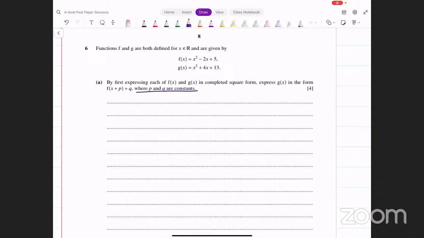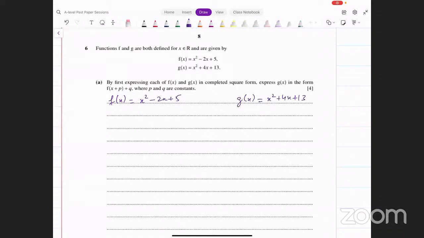अच्छा, उसने कहा है f of x और g of x को सबसे पहले क्या करना है आपने? उनका स्क्वायर कंप्लीट करना है. So you've got to follow the instruction. आपको पहले उनके स्क्वायर्स कंप्लीट करने हैं दोनों. ठीक है? Let's do that. You've got f of x. F of x is x square minus 2x plus 5. And we've got g of x. G of x is x square plus 4x plus 13.